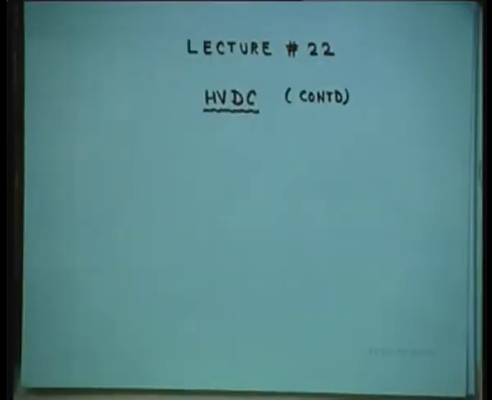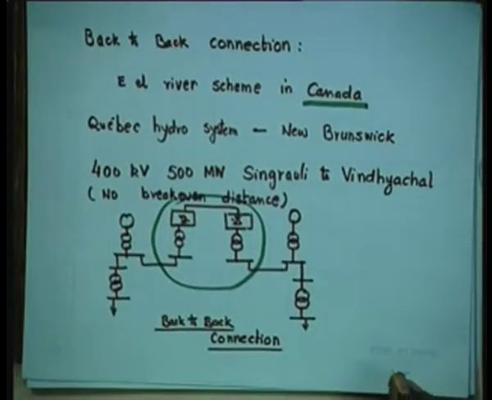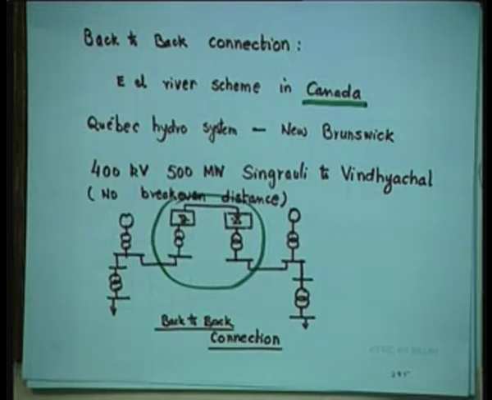We will continue today with HVDC, that is high voltage DC transmission, and one of the major advantages of having HVDC is to enable the power people to have back to back connection. Now, what is this back to back connection? For the first time it was used in the Eel River scheme in Canada. It is the Quebec Hydro system, which is perhaps one of the best hydro systems in the world, at Montreal. So, from this to New Brunswick, that was a back to back connection, and in India we have the 400 kV, 500 megawatt Singrauli to Vindhyachal.